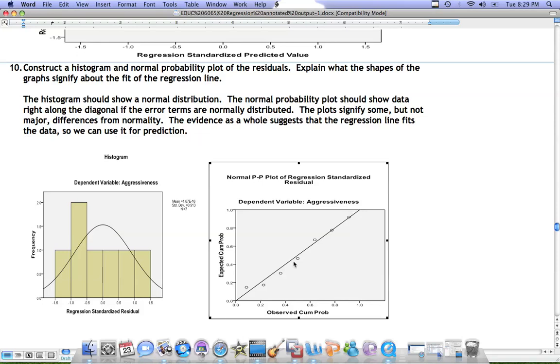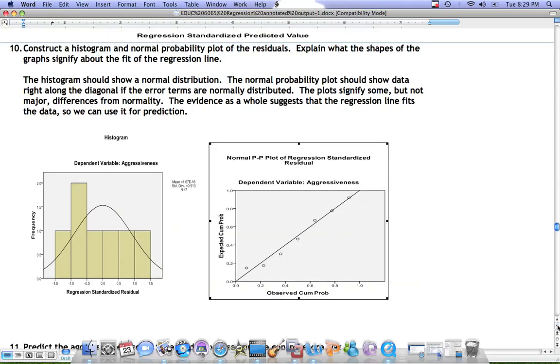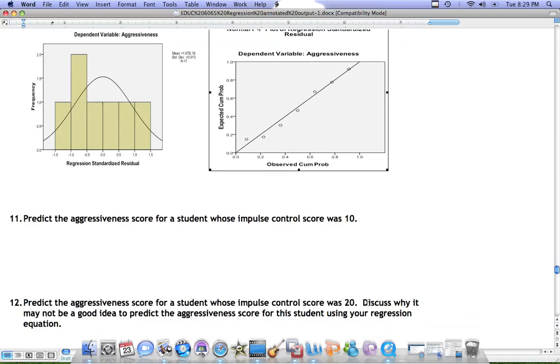Looking at the normal probability plot, what we want is to have the data fall right along this solid diagonal line with very little deviation from it. We see only small deviations from this line. While we don't have strong evidence that the error terms are normally distributed, we have enough evidence that the model does fit the data. Therefore, we can use the model to predict aggressiveness from the impulse control scores.